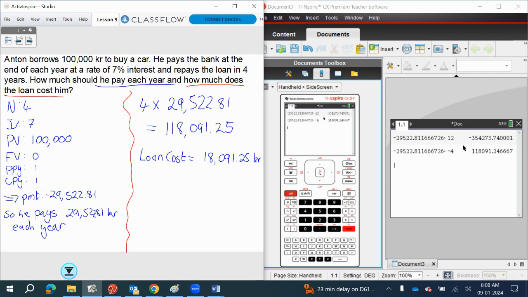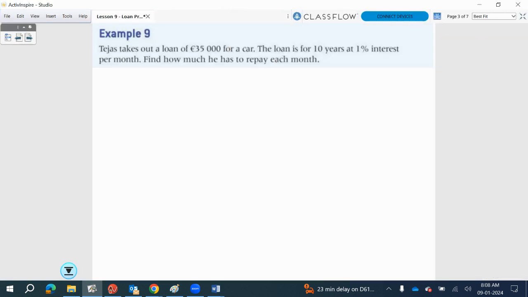Okay, let's have a look at the next question. All right, I'll just give you a second. Okay, Tejas takes out a loan for 35,000 for a car. The loan is 10 years at 1% interest per month. Find how much he has to repay each month.